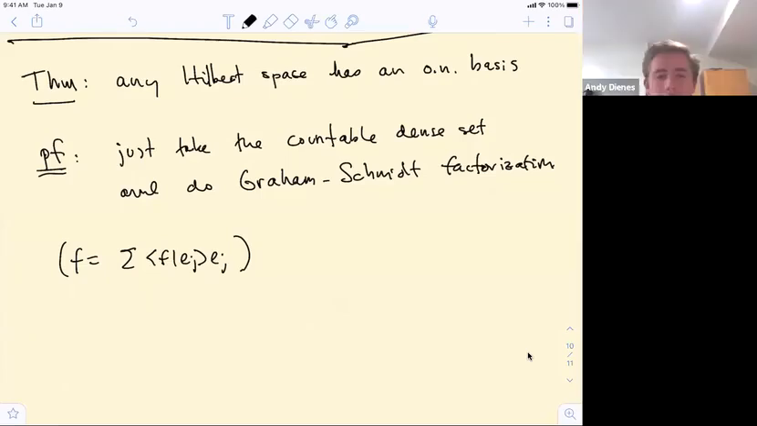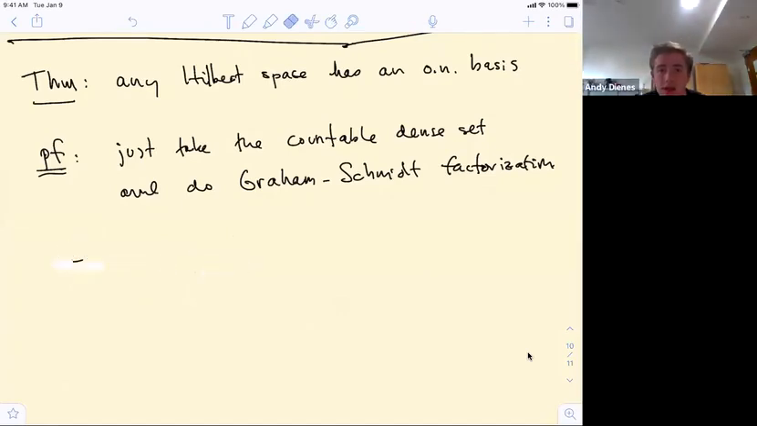Don't you kind of use choice to choose the dense spanning vectors anyway? We know the Hilbert space is separable, so there is some countable dense subset, but don't you need choice to find that subset to begin with?